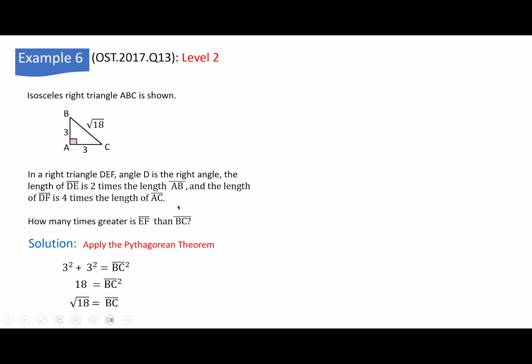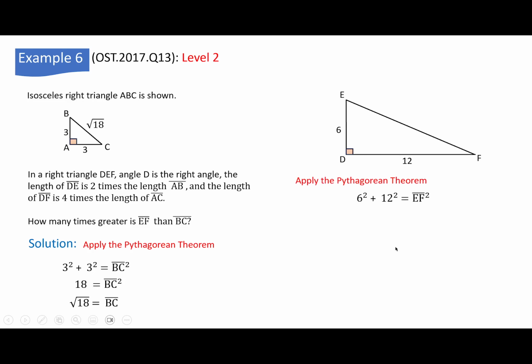Now I need to draw a triangle DEF. Just draw any one a little bit larger. And then what he's saying here, the length of DE is 2 times the length of AB. AB is 3, so this one will be 6. And the length of DF is 4 times the length of AC. 4 times 3 is 12. Now you apply the Pythagorean theorem here to find EF. Okay, 6 squared plus 12 squared equals EF squared. 36 plus 144, 180. So EF is square root of 180.